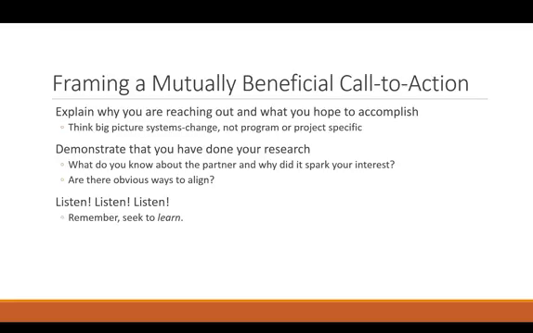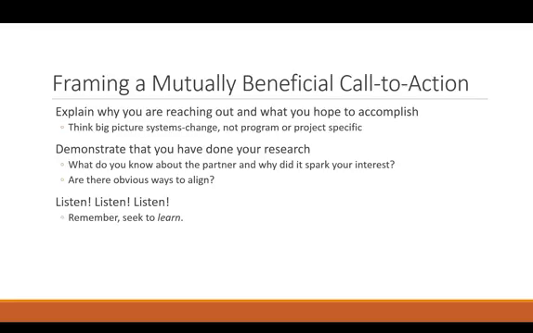What you're hoping to accomplish may just be to meet and to listen and to learn more. But definitely do share that. Be open, be genuine, be appreciative, and think bigger picture. Going back to the research that we've been speaking about, demonstrate that you've done your research. Highlight a win, a success, a challenge you've heard about, a collaborative opportunity. What do you know about your partner, and why did they spark your interest? That's demonstrating that you've done your research.